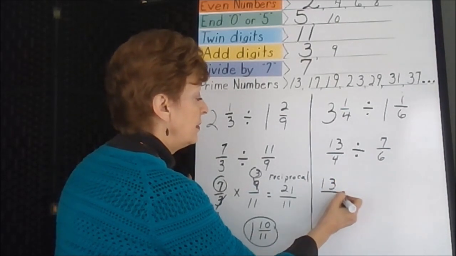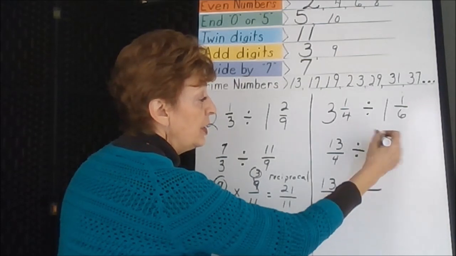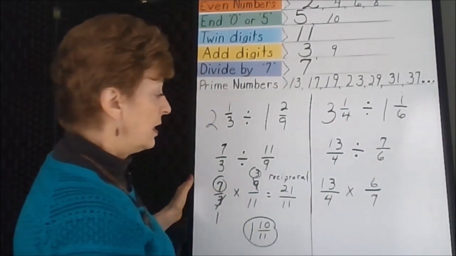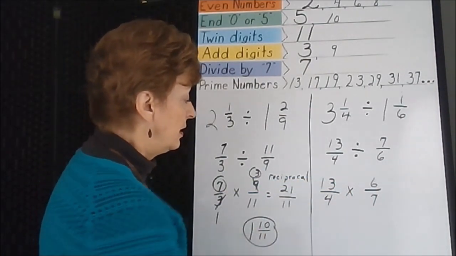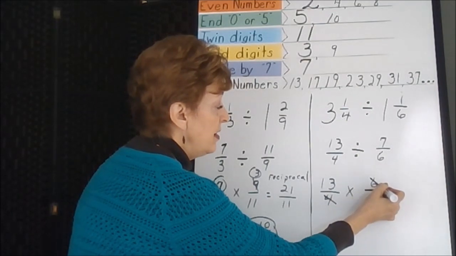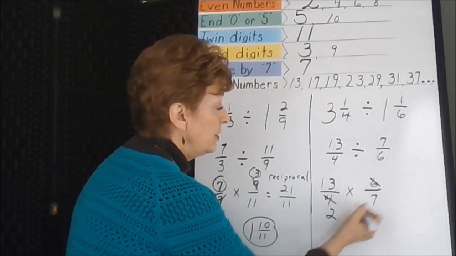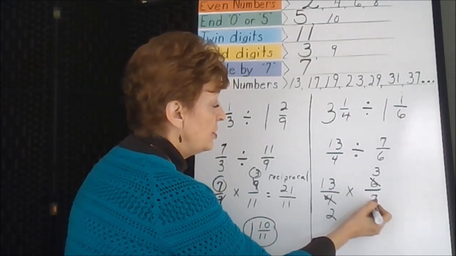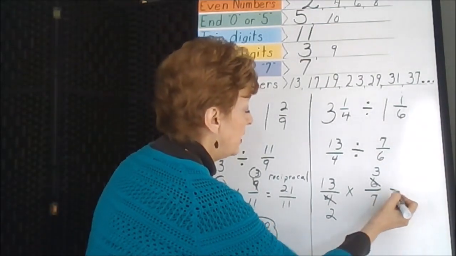Keep, change the symbol, use the reciprocal. Check the diagonals for simplification. These are both even numbers, so we can use a 2 in here. 2 divides into 4 twice. 2 divides into 6 3 times. There isn't anything you can do to this diagonal, so we are ready to do our multiplication.